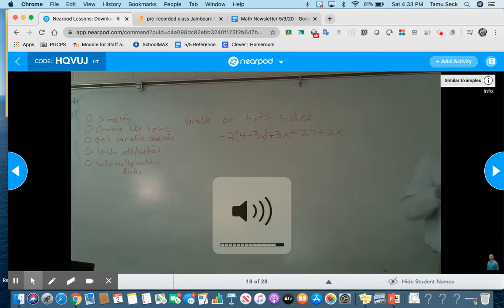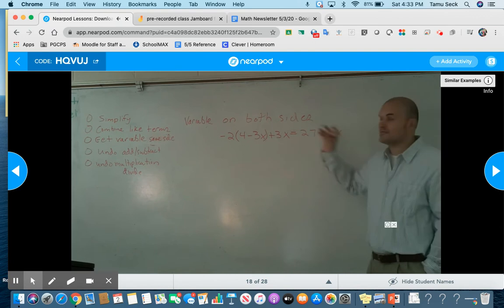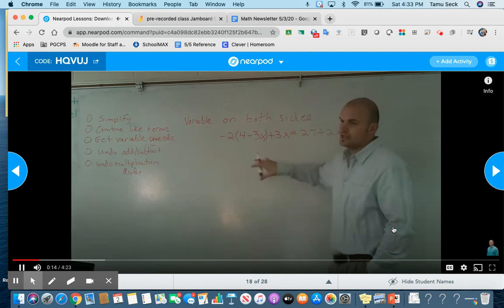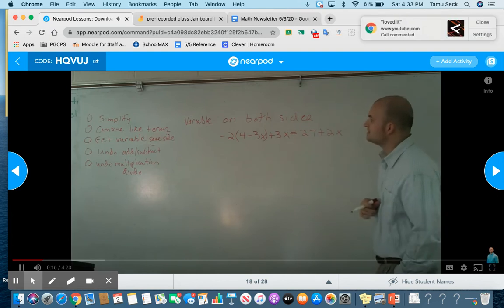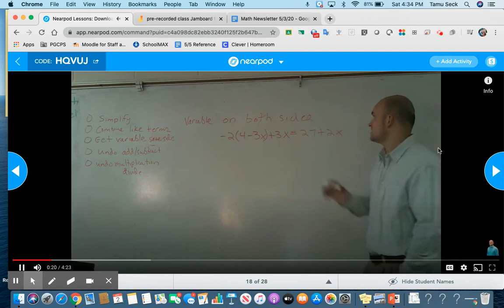What I'd like to show you is how to solve an equation when you have variables on both sides, and you also have to go ahead and simplify. So, when given this problem, negative 2x times the difference of 4 minus 3x plus 3x equals 27 plus 2x.